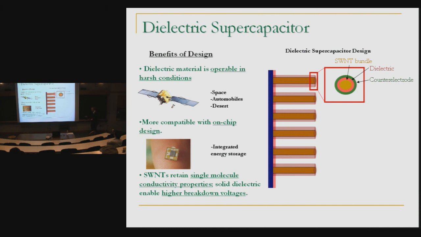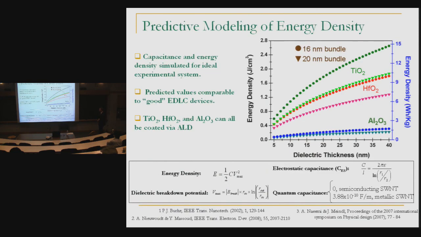The other thing is that this design is more compatible with on-chip systems. You could integrate this into on-chip energy storage where you don't want to put an energy storage device that has something like sulfuric acid, which is a common electrolyte for these types of systems. Many device companies would cry if they had to put sulfuric acid into their system. But the other thing is that from one end to the next, these single wall carbon nanotubes retain single molecule conduction properties, and the dielectric enables better breakdown characteristics.